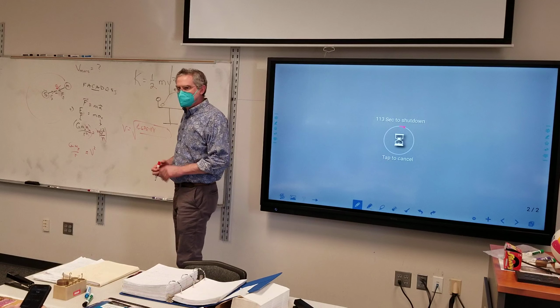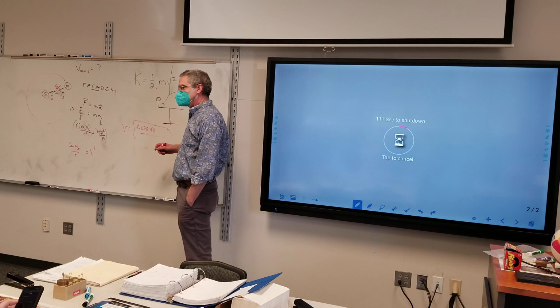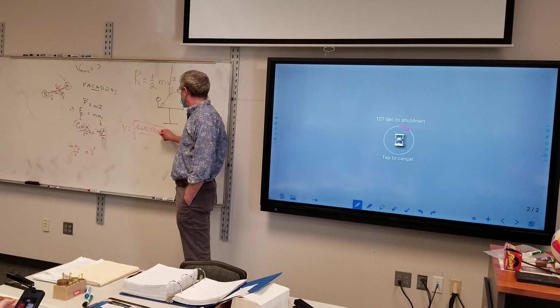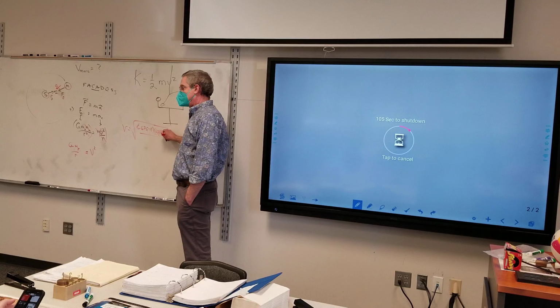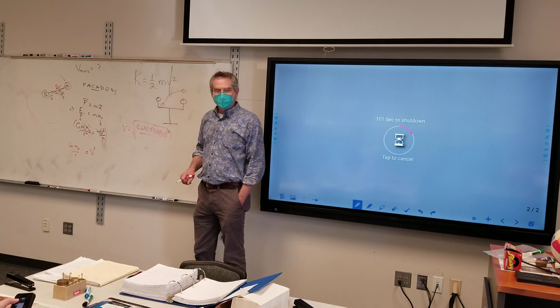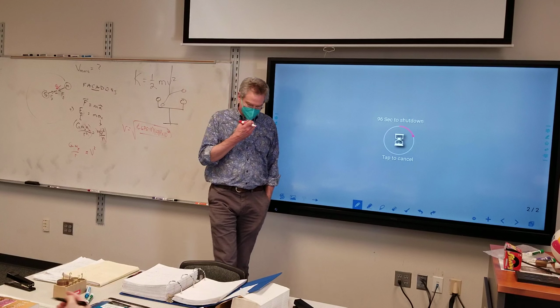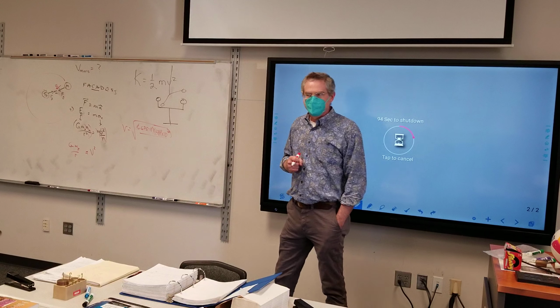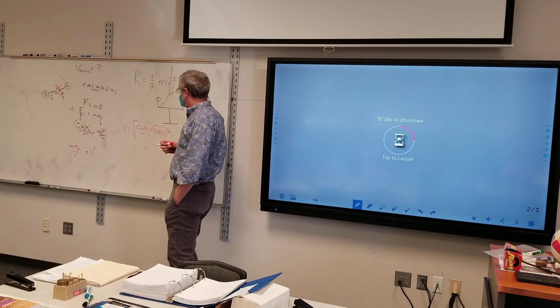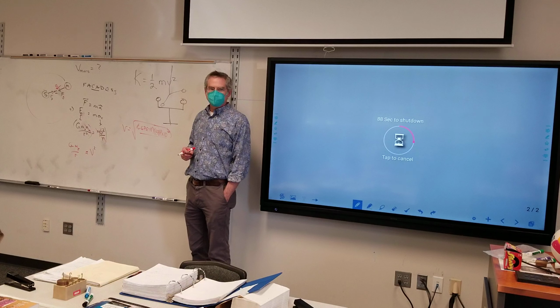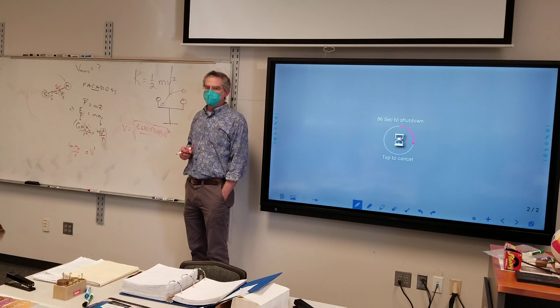Something times 10 to the 31st. 1.989 times 10 to the 30th kilograms. Yeah, 1.989 times 10 to the 30. Wait, so the negative 30? The positive 30. Positive. Yeah, the mass of the Sun is bigger than the mass of me.